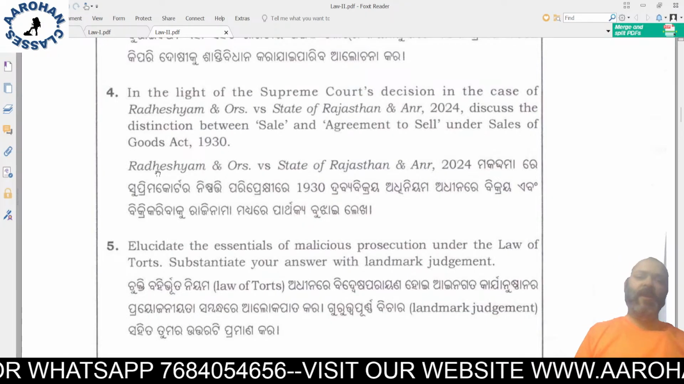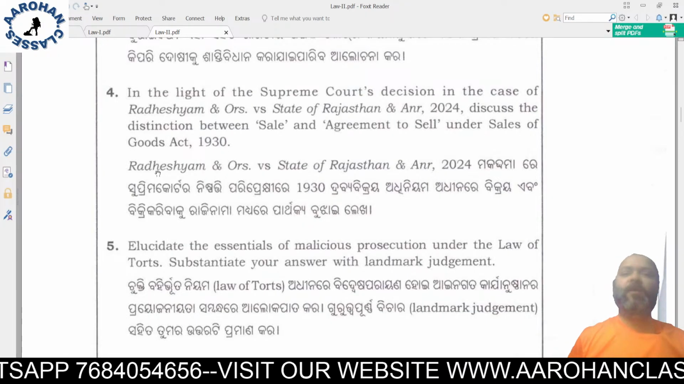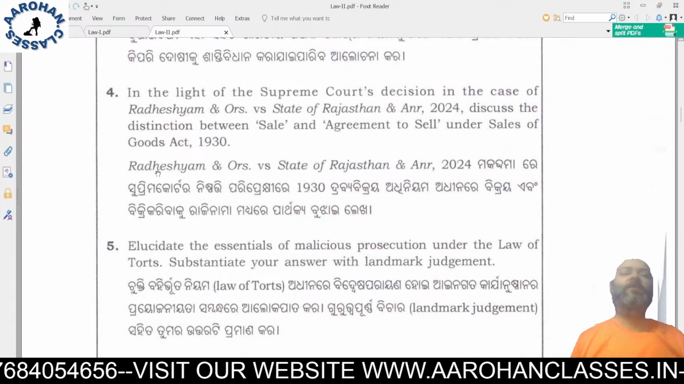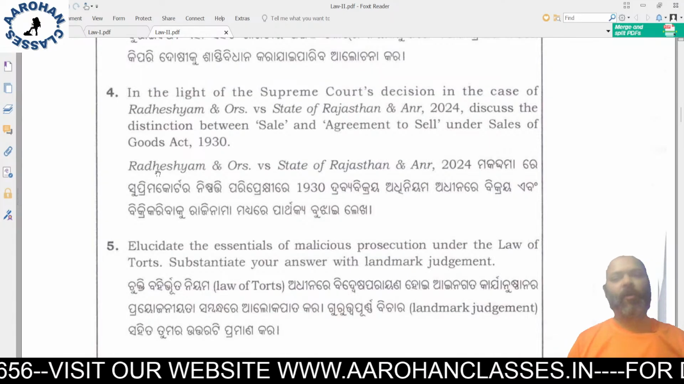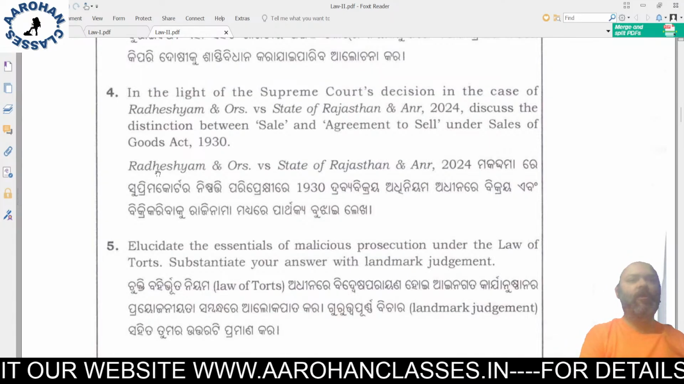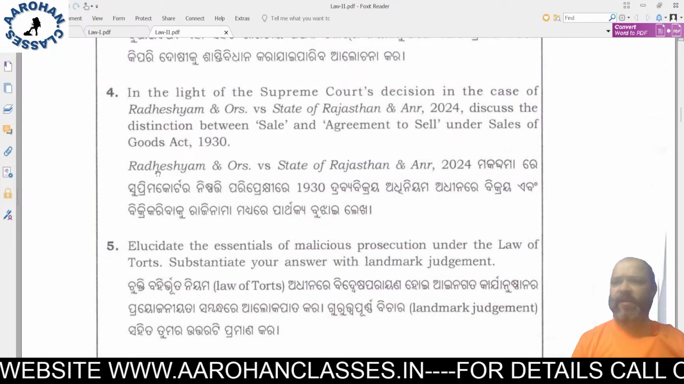So you see here it is IPC basically, but my model answers will be from the BNS point of view also. Okay, for example, new punishments have been added in BNS.